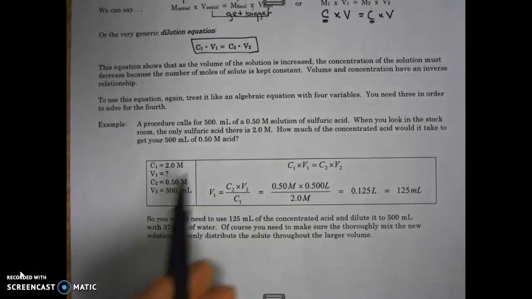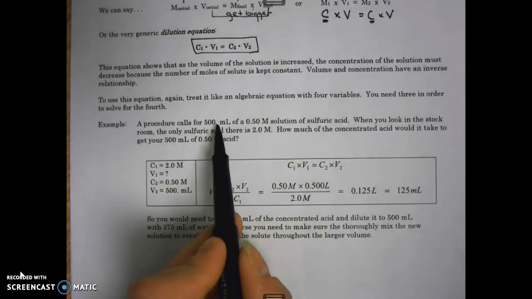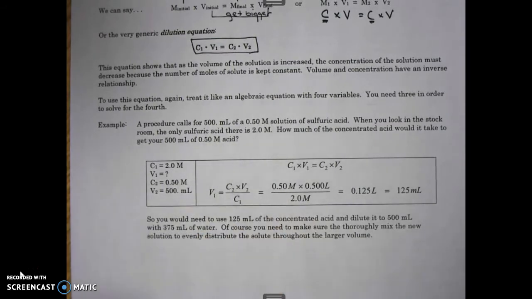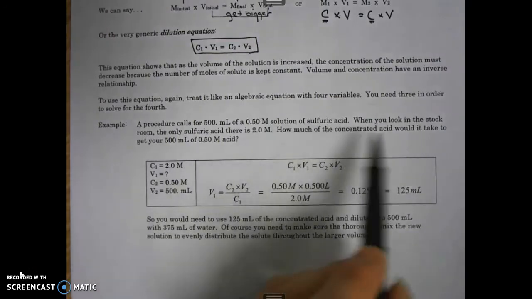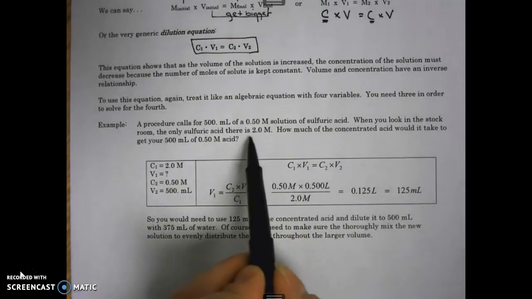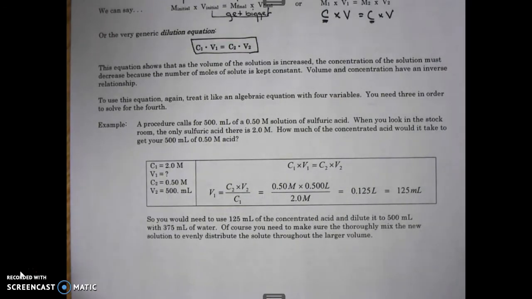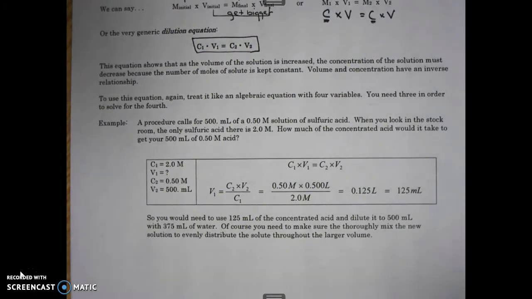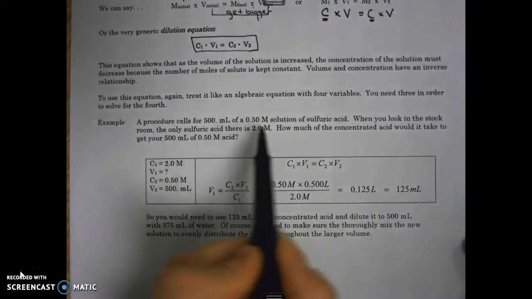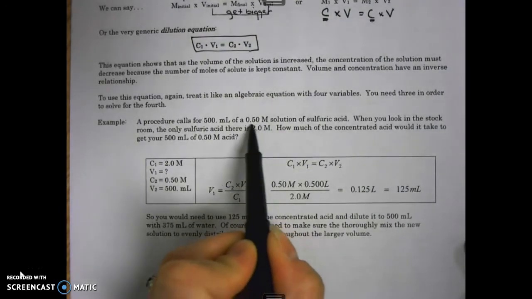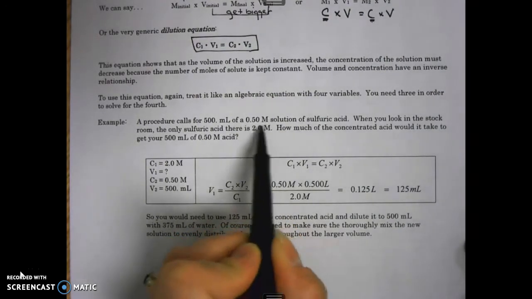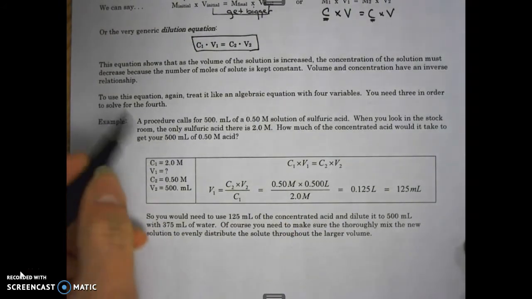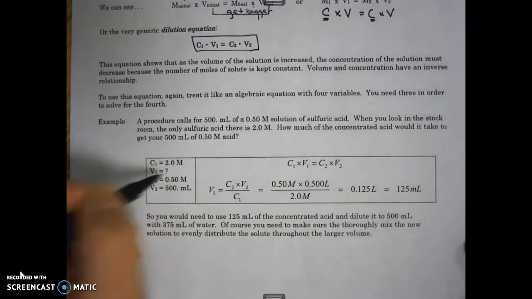You want to use 500 milliliters of a 0.5 molar solution. When you go to the stock room, you don't have 0.5 molar sulfuric acid, you have 2 molar. So what are you going to have to do in order to get that 500 mils? So we want to take some 2 molar and dilute it to 500 mils to get to 0.5 molar. So my starting concentration was 2 molar. How much of that starting volume do I need to use?